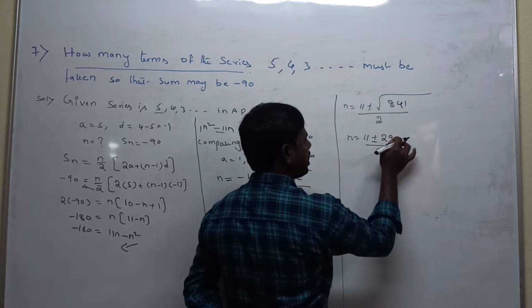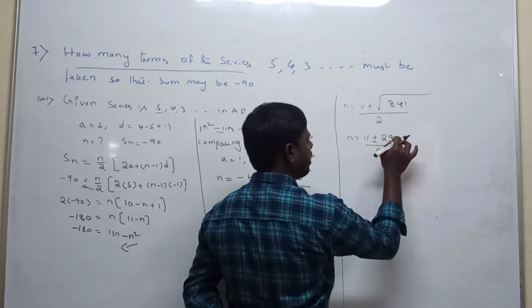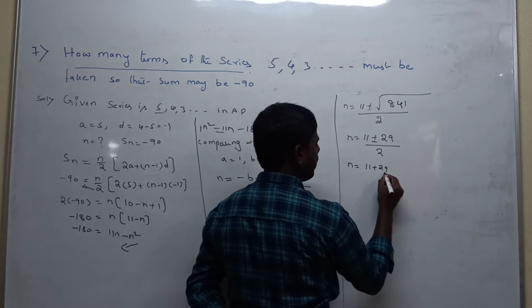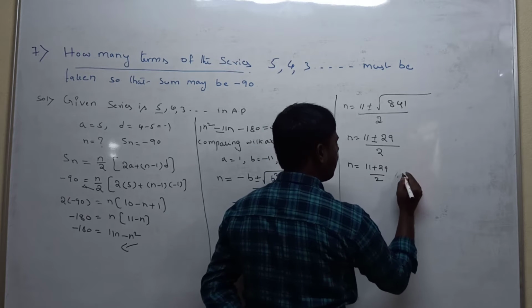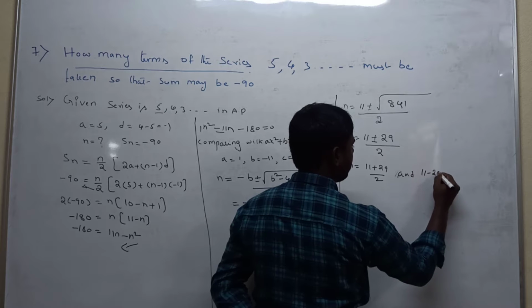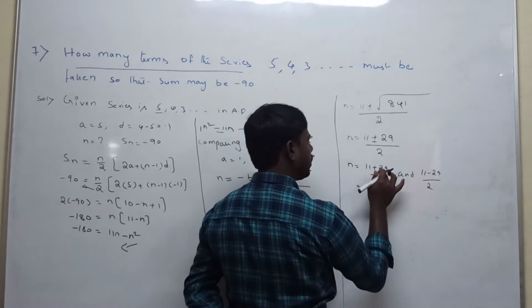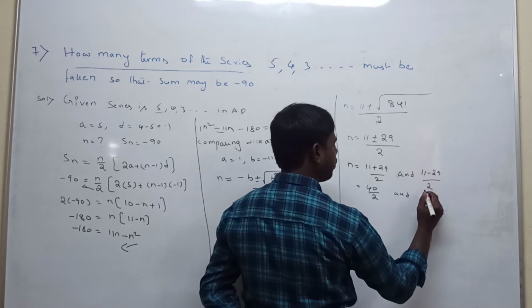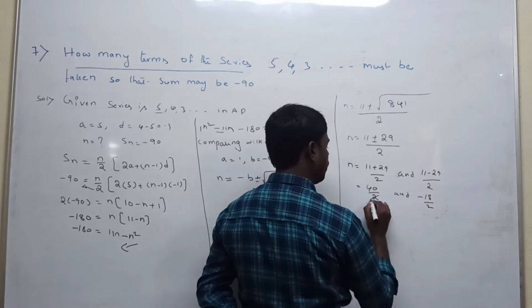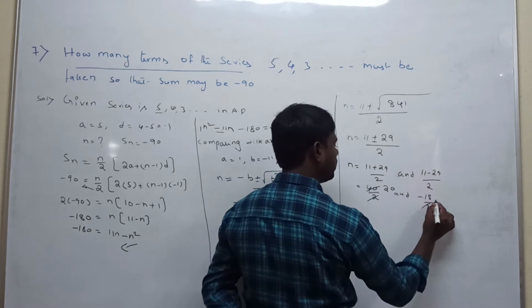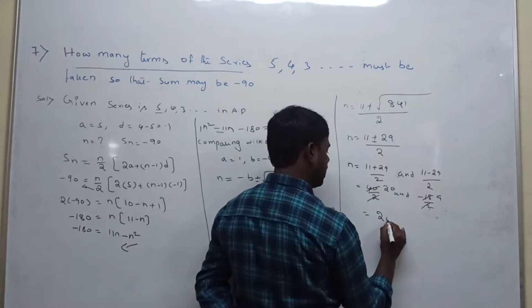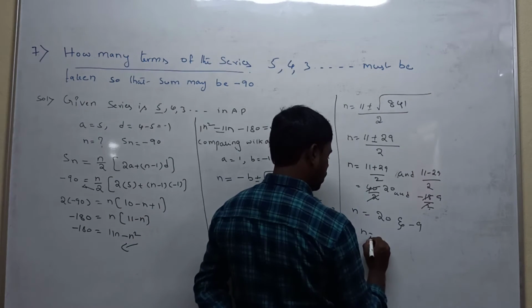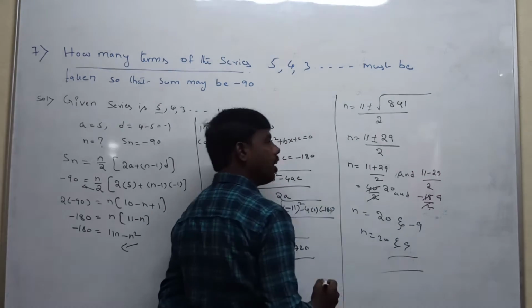Now plus or minus 29. One time we can take plus 29, another time we can take minus 29. n is equal to 11 plus 29 by 2, and 11 minus 29 by 2. Now 29 plus 11 is 40 divided by 2, and 11 minus 29 value is minus 18 by 2. So 20 and minus 9. How many values are possible? One is 20, another one is minus 9. So you got n values 20 and minus 9, and these two values are possibilities.